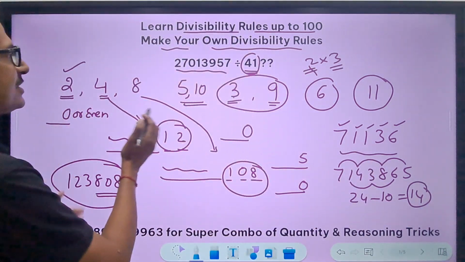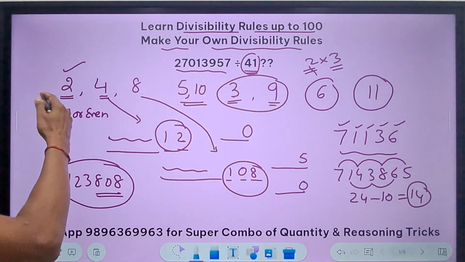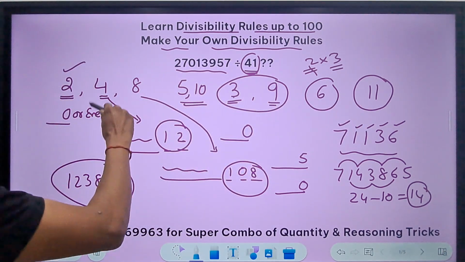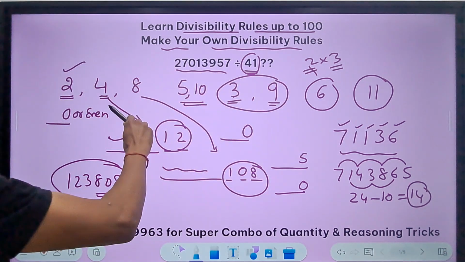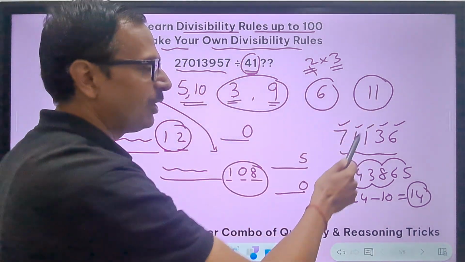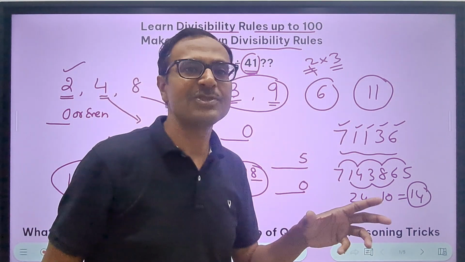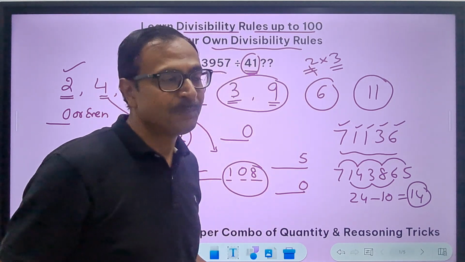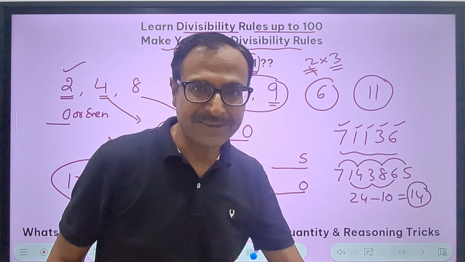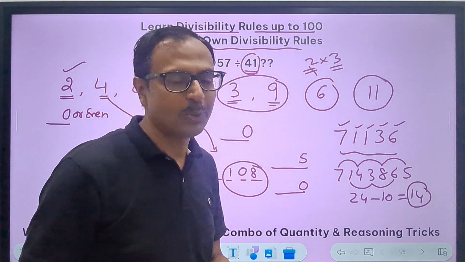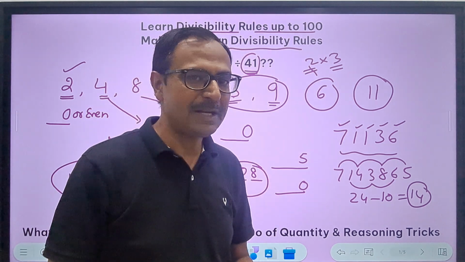Why have we missed out the number 7 from this list? 2, 3, 4, 5, 6, 8, 9, 10, 11. Why not 7? And there's a reason why 7 is not given at school level. I think only 1 out of 100 students think, and even teachers don't know the rule of divisibility by 7.